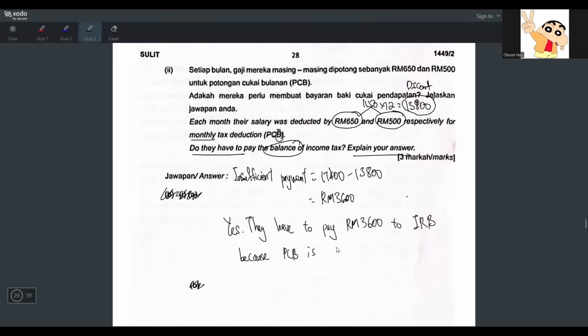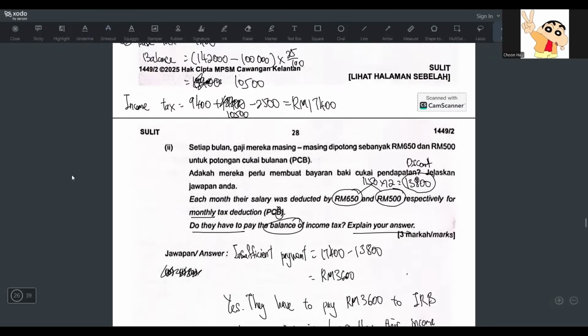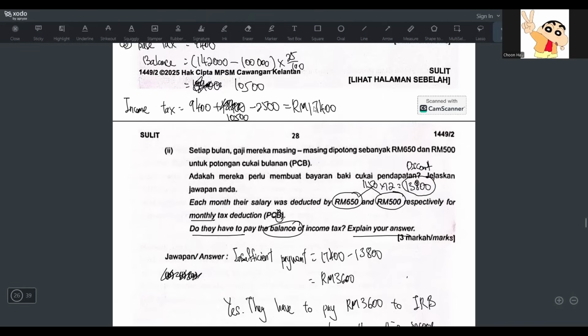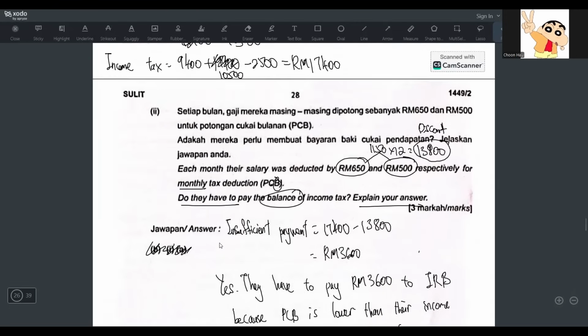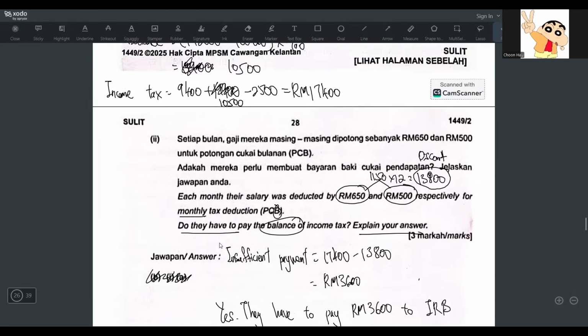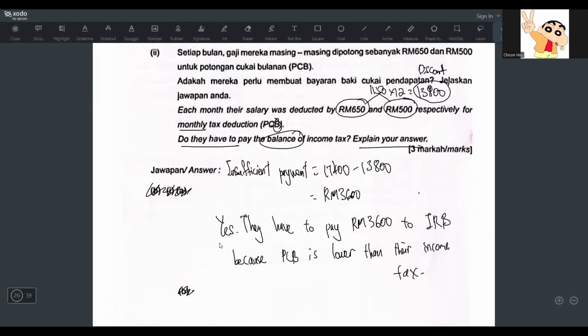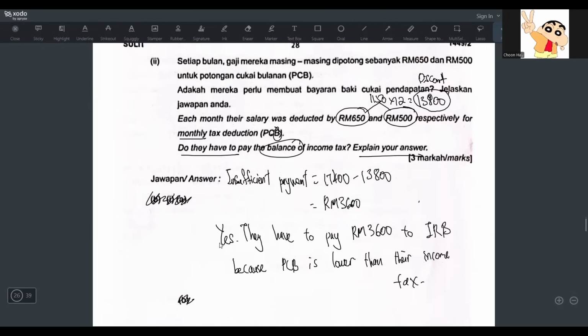PCB is lower than their income tax. In other words, the PCB, the discount, is still lower than the income tax. So if it's lower, it means you have to pay more. But imagine if the PCB is higher, the discount is higher, then no need to pay. The discount is more. If the discount is more, then no need to pay, and LHDN will refund you. Okay, so hope you understand the whole concept of PCB. All right, that's all.